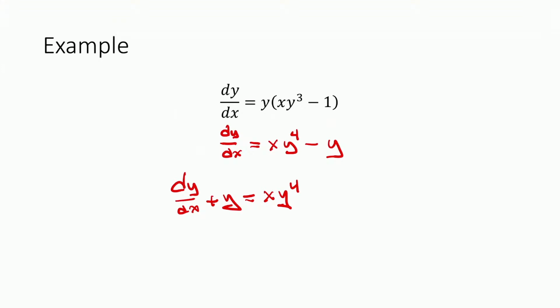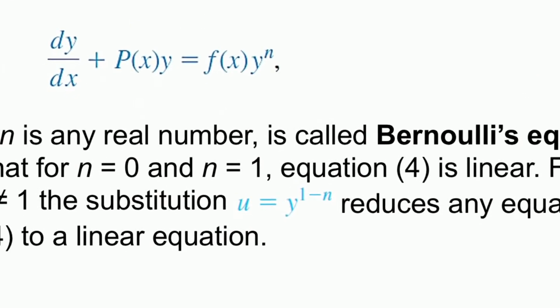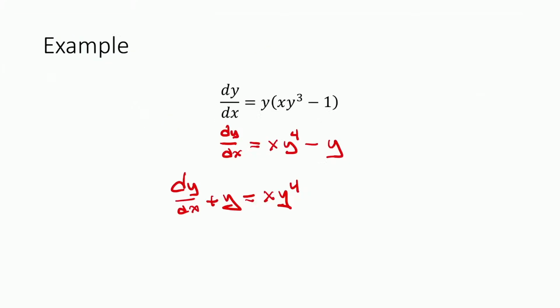So going back, here's the substitution. u is equal to y to the 1 minus n. First of all, notice I have dy over dx, a single y times, I don't care what's here, just as long as it's just x. It could be natural log of x, it could be x to the 5th, whatever. And then I have my function of x times y to the n. So here, n is equal to 4. And so the substitution will be this.